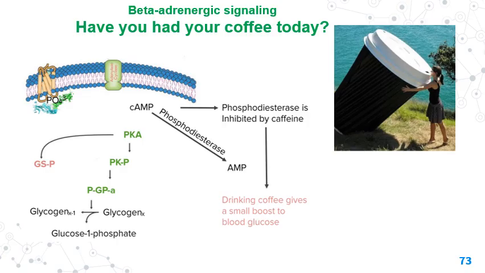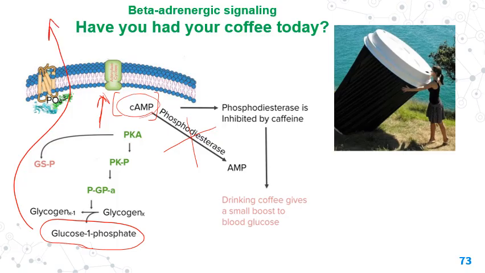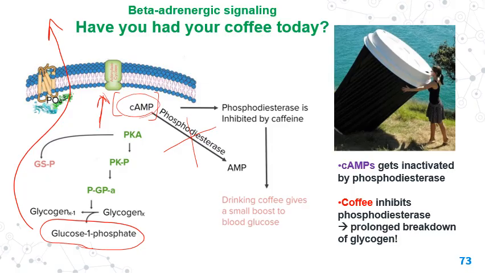When you drink coffee, you are going to inhibit this enzyme. Now you make your pool of cyclic AMP available for a longer period of time. That means that after drinking a moderate amount of coffee, you're going to have more sugar present in your bloodstream, and you're going to have a bit more energy left. Right? This was the last part that I wanted to mention here.